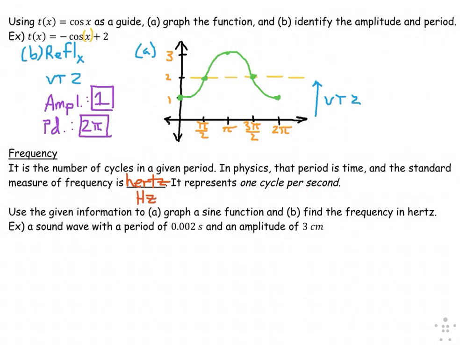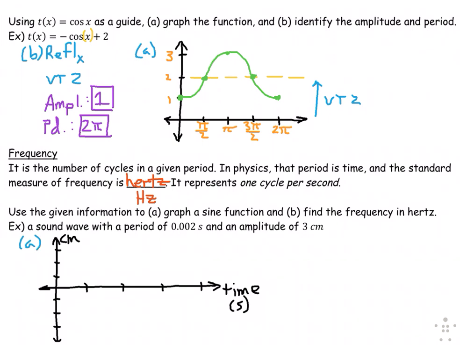So in the first example, we'll use the given information to graph a sine function and find the frequency in hertz. And often you'll find that trig functions of sine and cosine will represent waves in applications. So here, sound, which is a wave, has a period of 0.002 seconds, so it's really fast, and an amplitude of 3 centimeters.